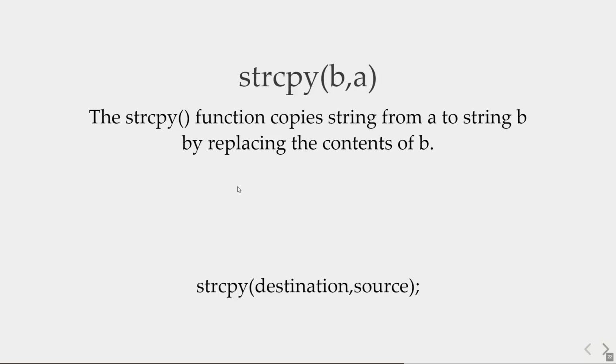So what string copy does is it copies a string from A to B. A very important thing to remember is in string copy, the first parameter is the destination on which you want to store the data, and the second parameter is the source. Whichever variable has the data should come at the second location, and whichever wants the data should come at the first place.